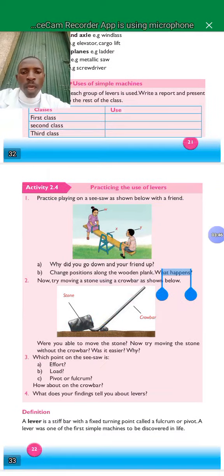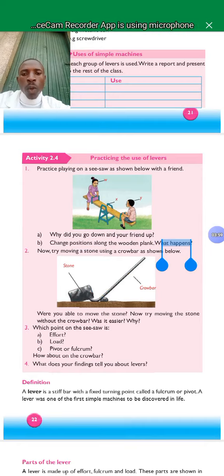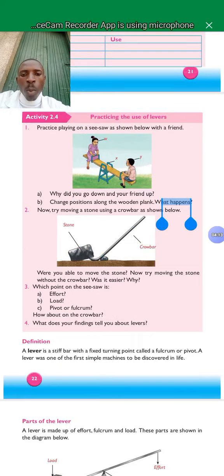Here there are two children using what you call a seesaw. A seesaw is a swing tool that helps children to enjoy themselves. When one friend goes down, the other goes up. The seesaw helps them go up and down. This is also a simple machine. Here there is what you call a claw bar. Claw bars help to uplift a heavy load such as stones.